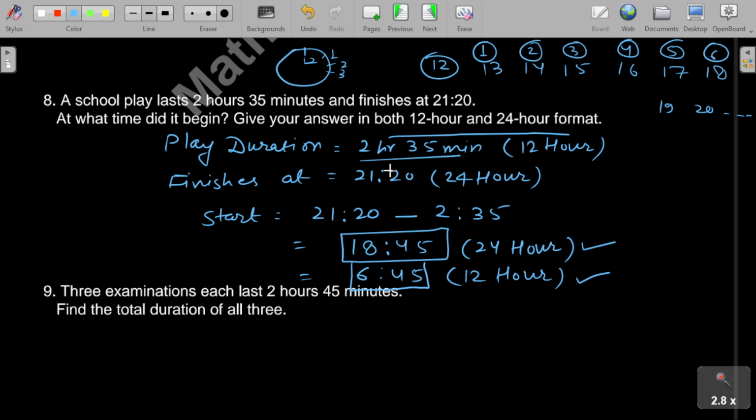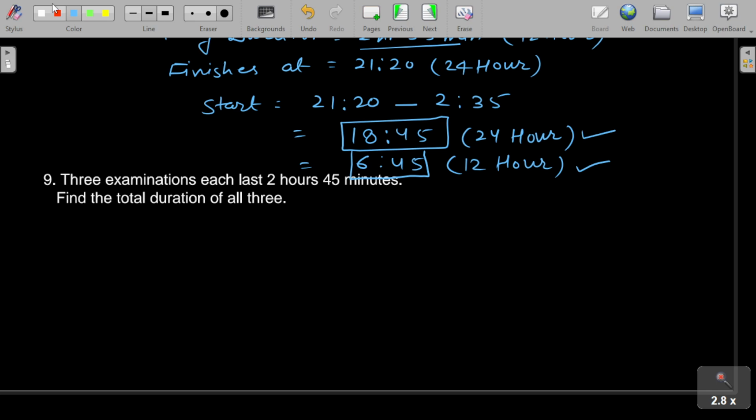Okay, moving to next one. 3 examinations each last 2 hours 45 minutes. Find the total duration of all 3. Each exam duration is 2 hours 45 minutes. So one exam duration is 2 hours 45 minutes.